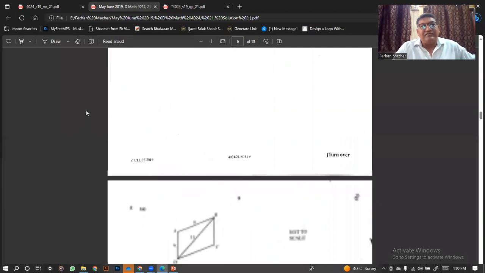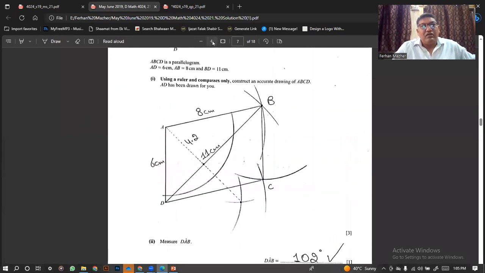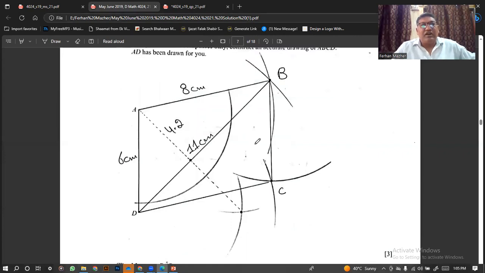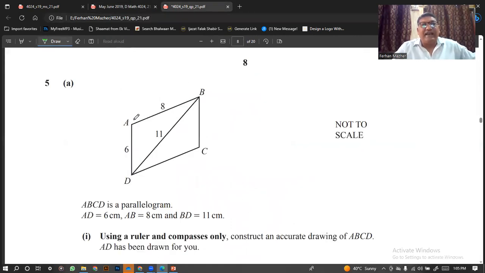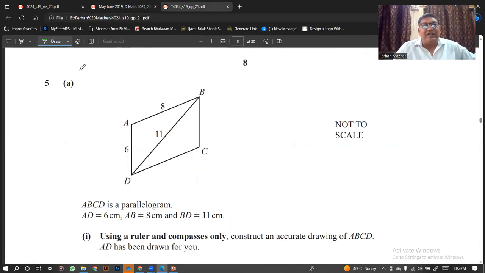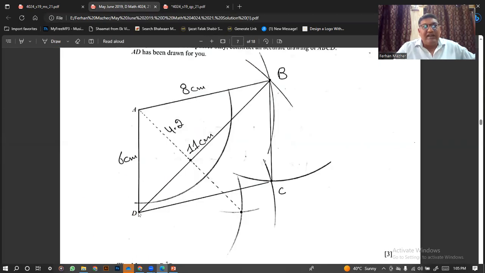Okay, so we have to keep this diagram in mind, and let me show you. I have done this. So try to understand the methodology. First of all, I will open my compass 8 centimeter. I will put the compass on A and I will draw this arc. Then I will open my compass 11 centimeter. I will put the compass on D and I will draw this arc. Where these two arcs intersect each other, that is the point B.